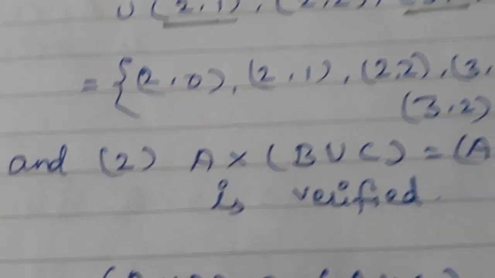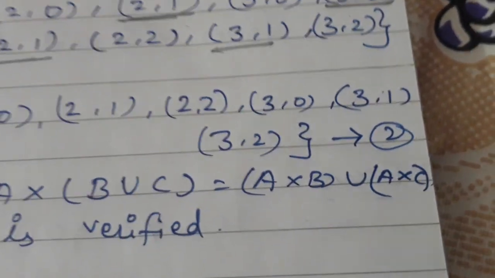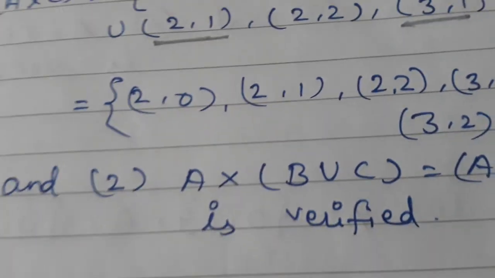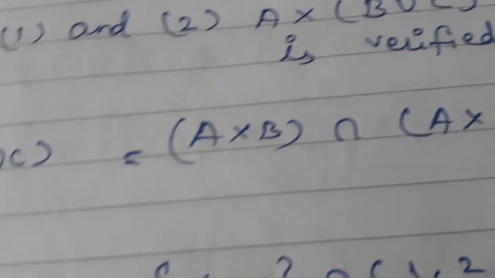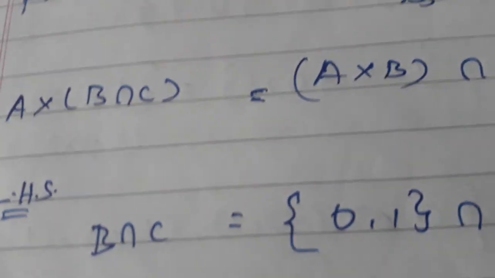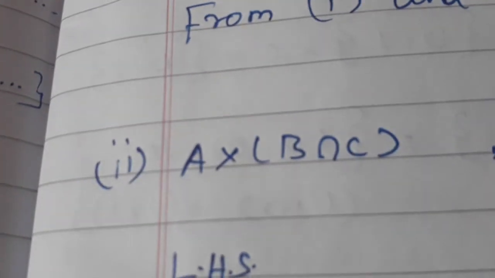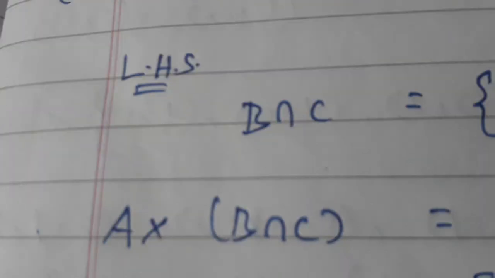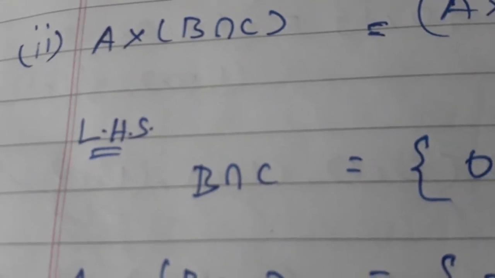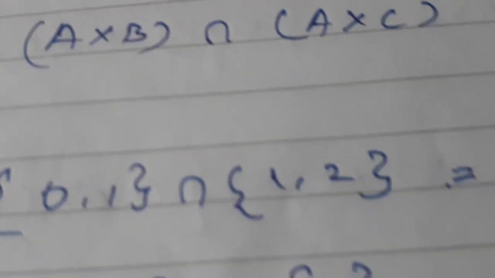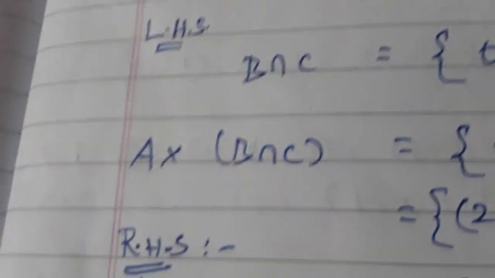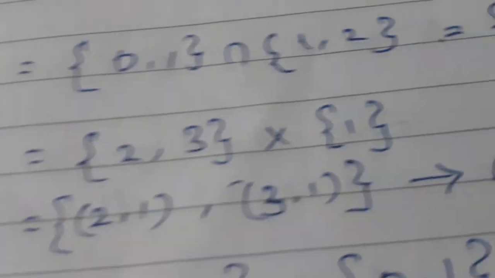From 1 and 2, A × (B ∪ C) = (A × B) ∪ (A × C) is verified. And our second part is A × (B ∩ C) = (A × B) ∩ (A × C). We have to prove this. So our LHS is A × (B ∩ C). We find B ∩ C first and multiply it with A. So we get {0, 1} ∩ {1, 2}. We have 1 as common. A × (B ∩ C) = {2, 3} × {1}. We get (2,1) and (3,1). This is our third equation.